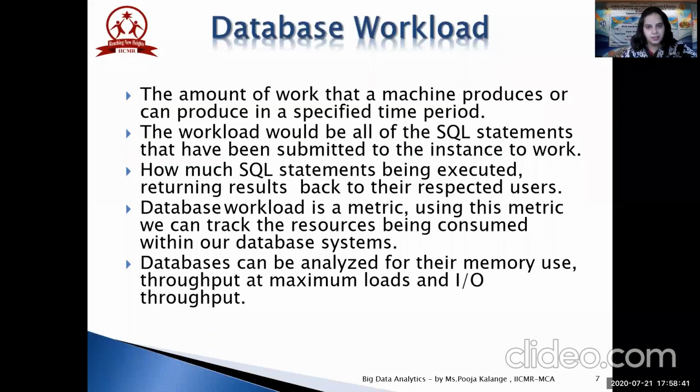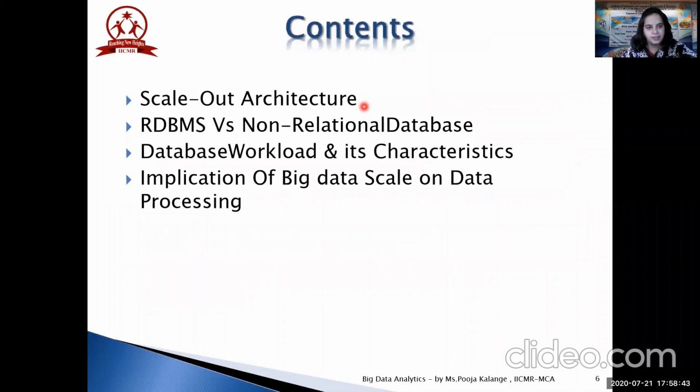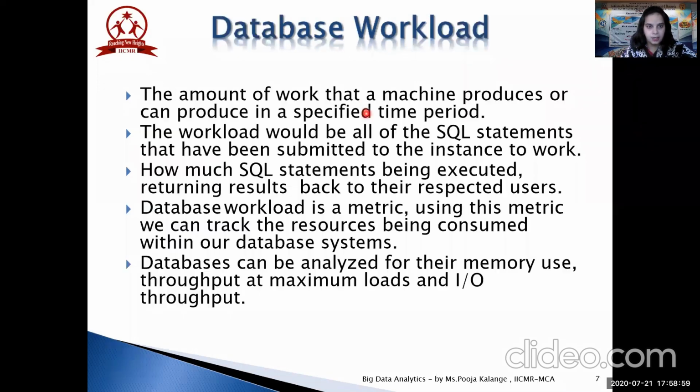In the previous lecture, we have seen what is basically a scale-up and scale-out architecture. As I already told you, we have covered the concepts of RDBMS and non-relational DBMS in the refresher course. So now we will be studying what is meant by a database workload. If you talk about database workload in generic terms, it is nothing but the amount of work performed by a machine so that it can produce some output within a specific time period.